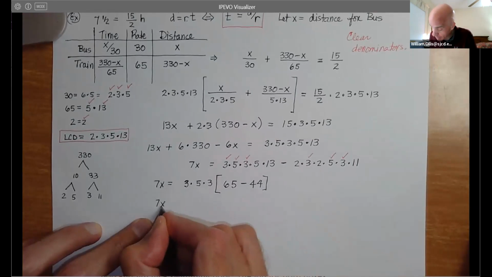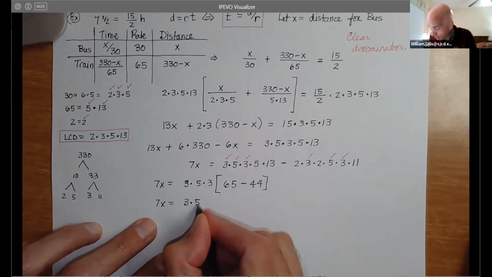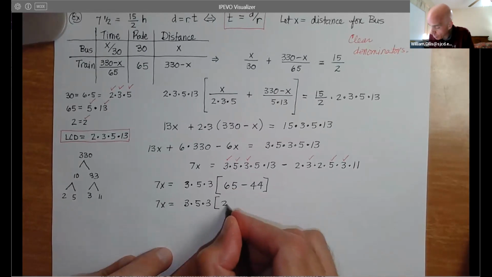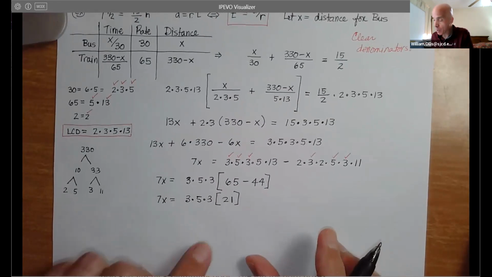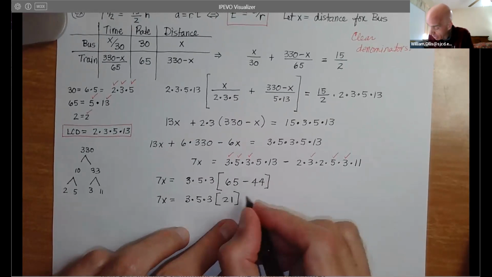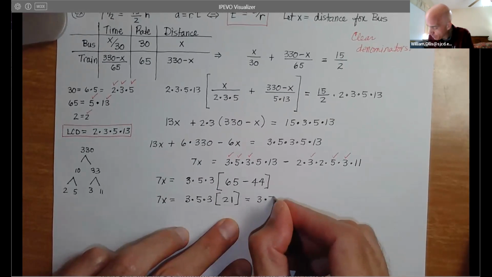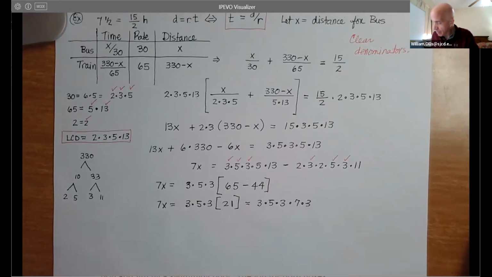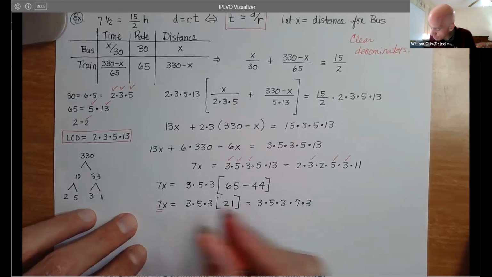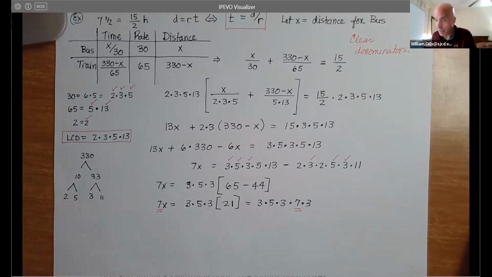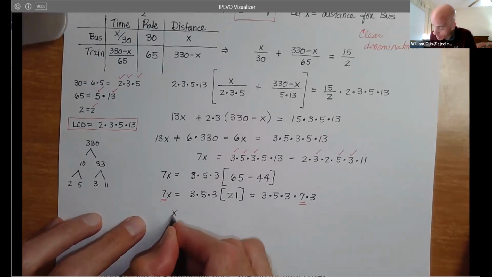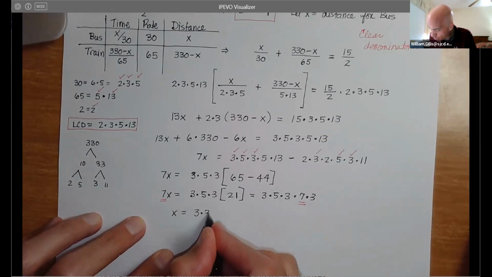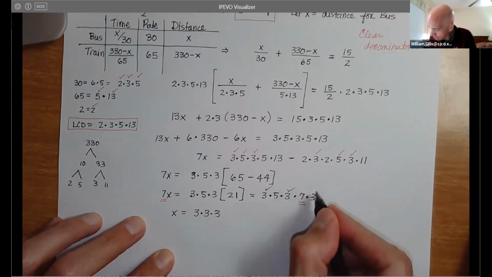So now we have 7x equals 3 times 5 times 3. And now when we subtract, we get a 1 and a 2, a 21. So that's really good. The numbers aren't horrible because that gives us the 7 here. So now this is 3 times 5 times 3. Now write the 7 as 7 times 3. Now notice we got the 7 here and the 7 here, and we've solved the problem. If you divide by 7, you have x equals, so we've got 3 times 3 times 3 times 5.